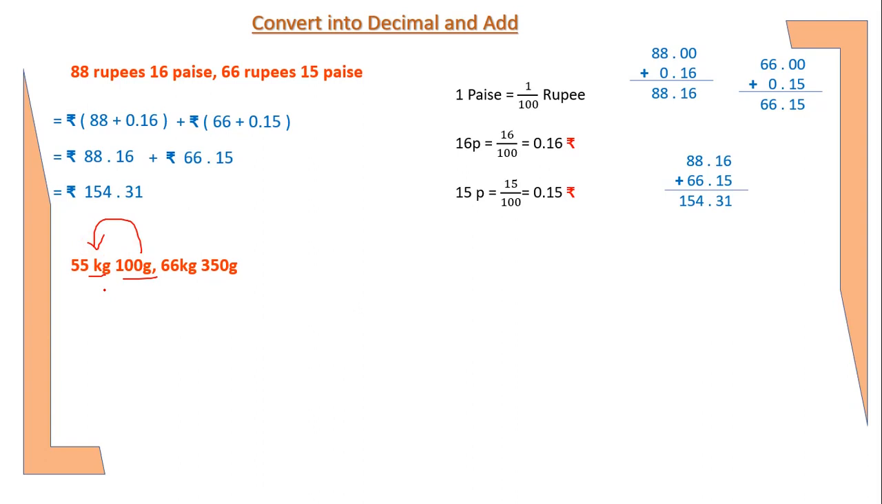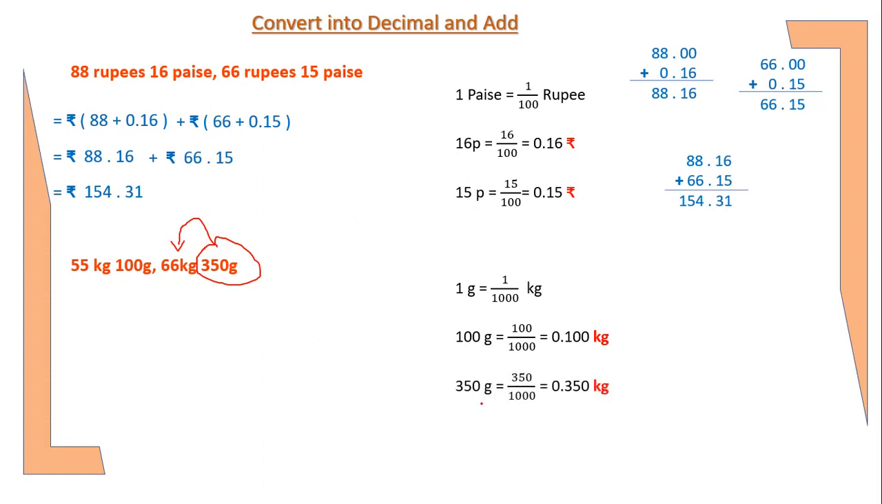After that, I will take that decimal number, then I will add both the decimal numbers. We know that 1 gram is equal to 1 by 1000 kg. When there is 100 gram, it will become 100 by 1000. After converting this fraction to decimal, I will get it as 0.100 kg.